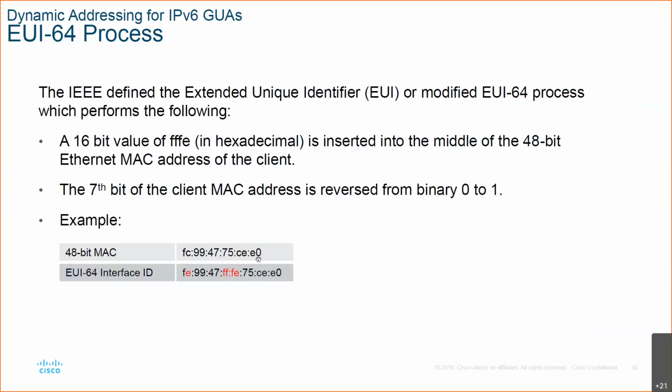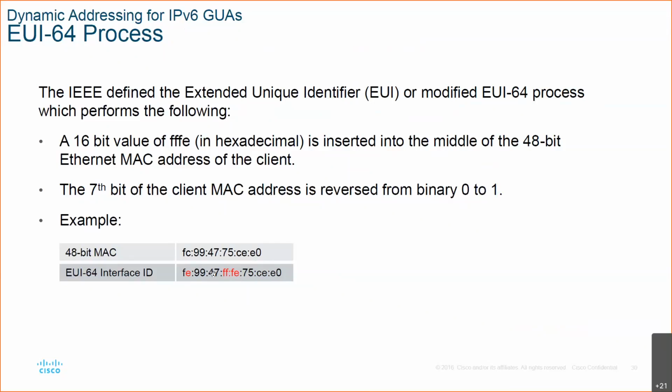If this is your MAC address, the 7th bit is reversed from 0 to 1. So it will add that value, and it will also insert in the middle of the 48-bit a new value in hexadecimal, which is FFFE. There we go. Now you have got a new host address, which is 64 bits.